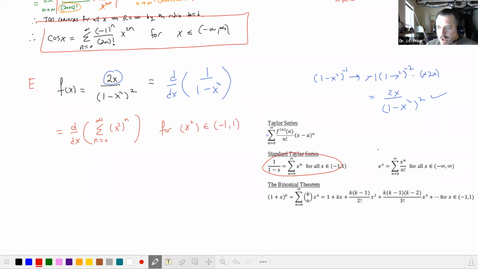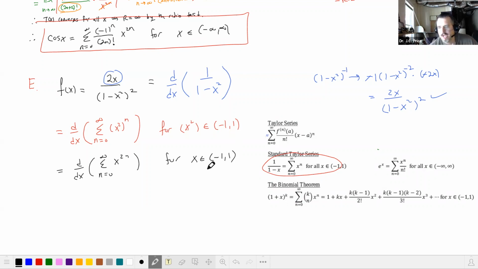And so this is equal to, before I take the derivative, I can rewrite this as the sum n equals 0 to infinity of x to the 2n, and that's for x squared between -1 and 1. So when you look for what interval x lies in, when you square it you get -1 to 1, you'll see that x is between just -1 and 1. So it's kind of nice, and it makes life easy that way, right?